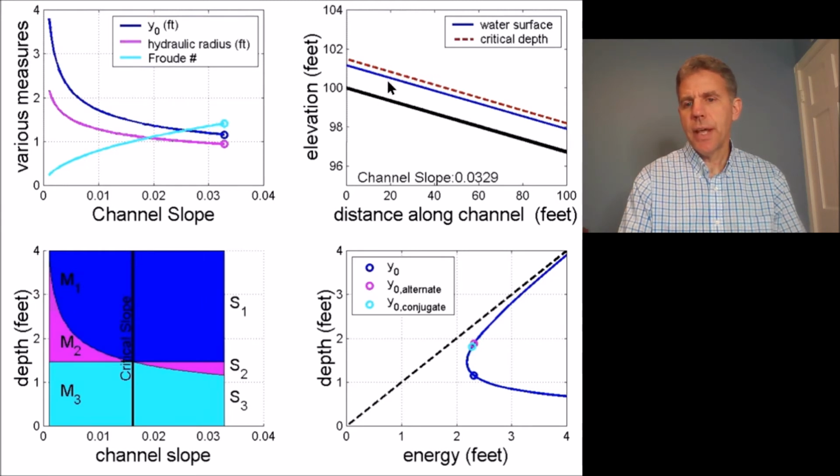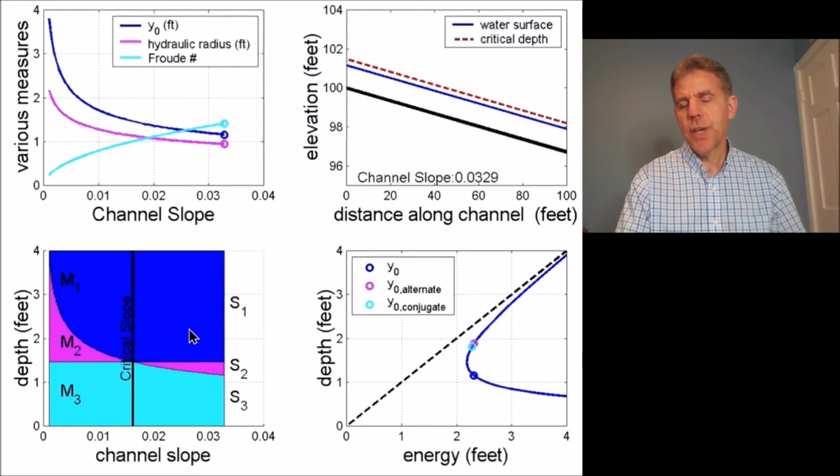Okay, so you can see that we're having sort of diminishing returns now. As it gets steeper, the normal depth is continuing to decrease, but the rate of that decrease has slowed dramatically. So too has the hydraulic radius. The Froude number continues to creep ever more greater than 1. You can see very clearly the S1 region is basically any flow depth that's greater than critical depth. Critical depth here is where the horizontal line is.